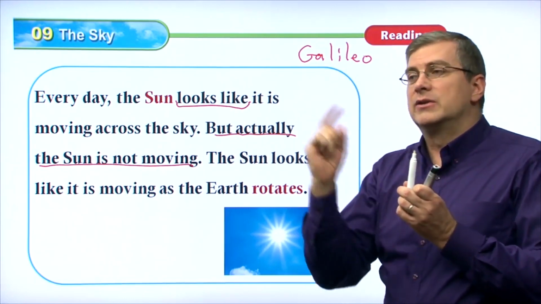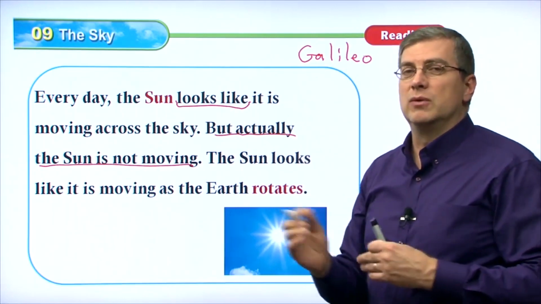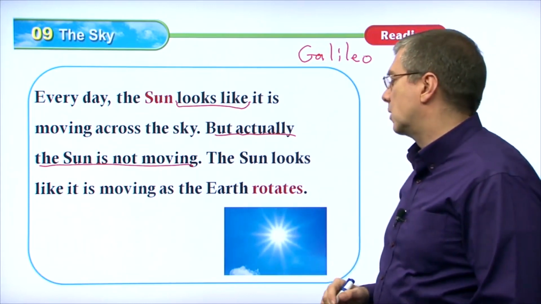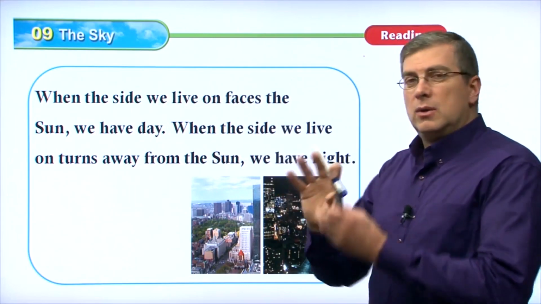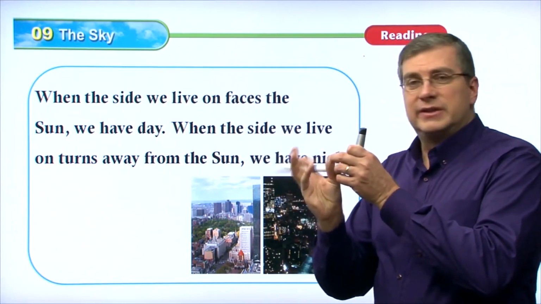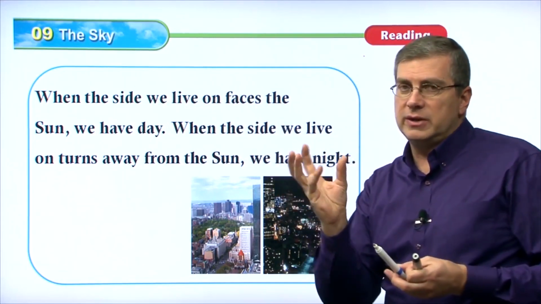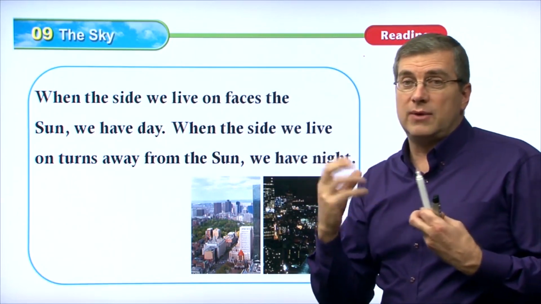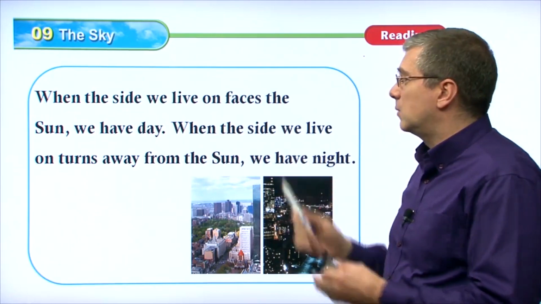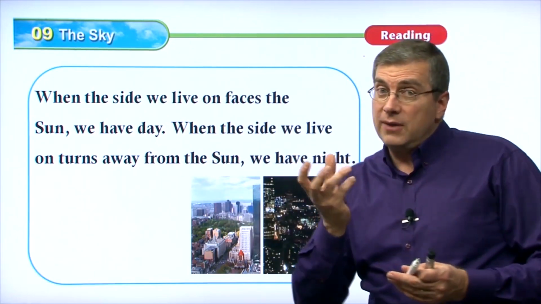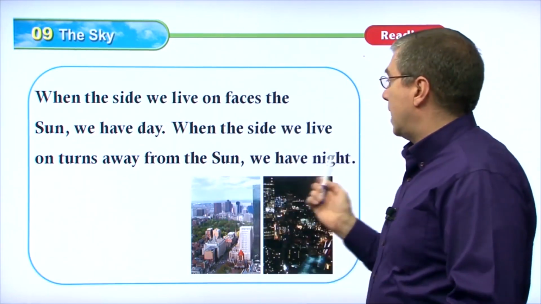It's spinning around, so it seems like the sun is moving around the earth. And we saw the video of that earlier. When the side we live on faces the sun, we have day. So as the earth is spinning, the side that we live on is facing the sun, we have day. When the side we live on turns away from the sun, we have night.